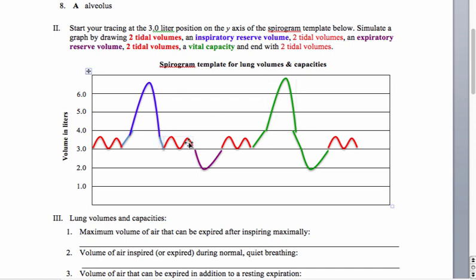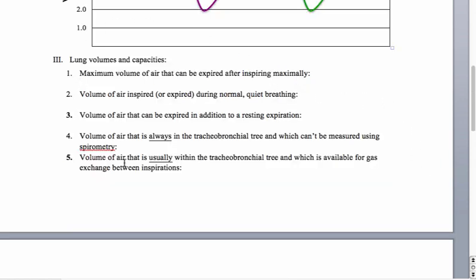Then we have 2 tidal volumes. Then our expiratory reserve volume, looking at around 1,200 milliliters or 1.2 liters here. Remember, that's the purple. Remember, that's after the tidal volume expiration. 2 more tidal volumes, and then our vital capacity, remember that's everything except for the residual. So we have our normal tidal volume, inspiratory reserve volume, tidal volume ending, expiratory reserve volume, and then ending with 2 tidal volumes.